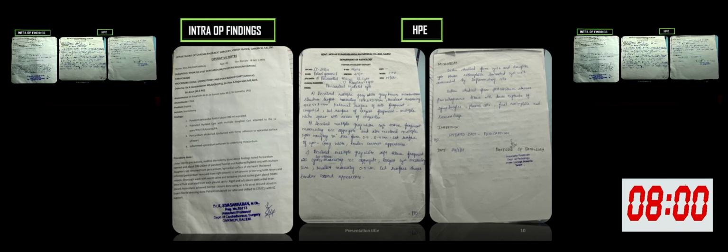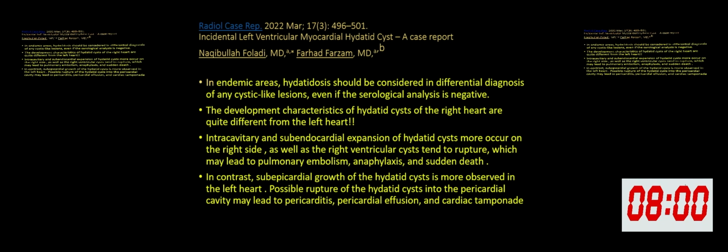I just wanted to show this to demonstrate the myocardial extension of a pericardial cyst, which is not very common, in native T1 and T2 mapping. I have not seen a case reported like this, as well as in the late gadolinium enhancement images. So usually in endemic areas, hydatid should be considered as a differential diagnosis for cystic lesions, even if the serological analysis is negative.